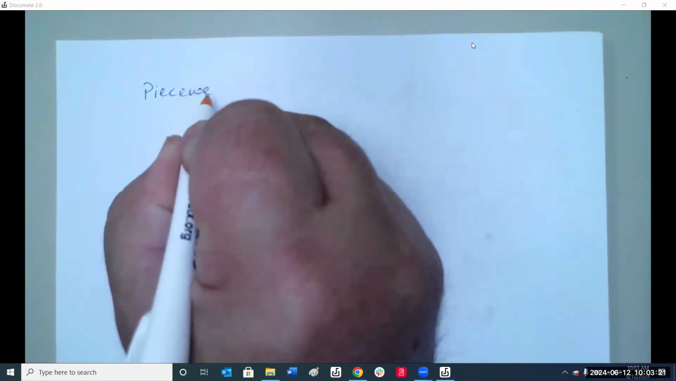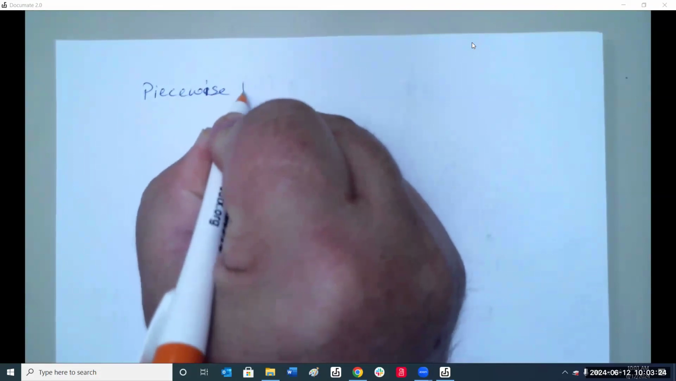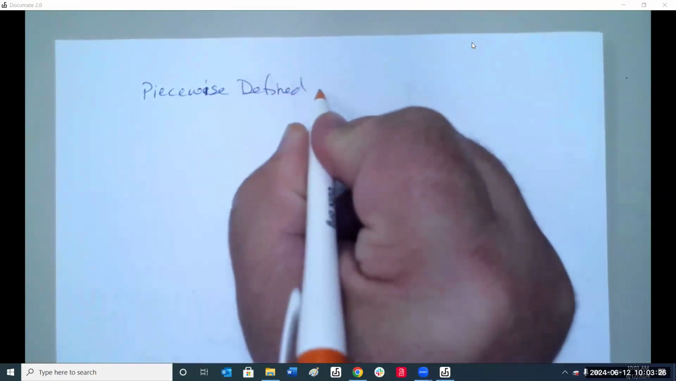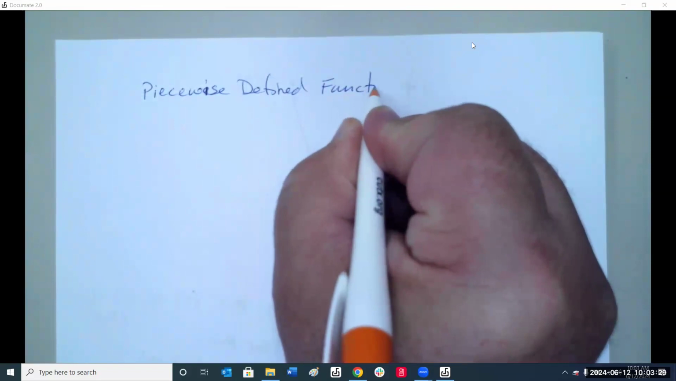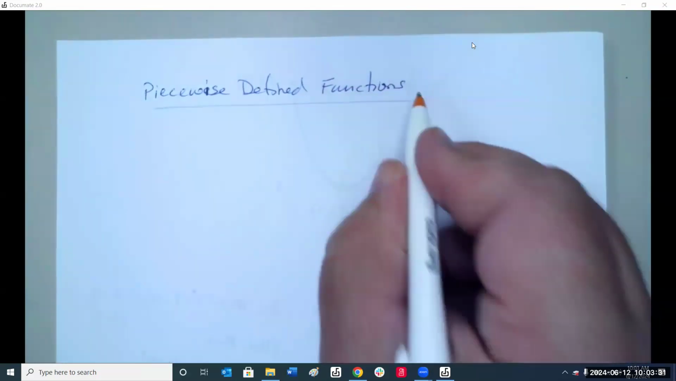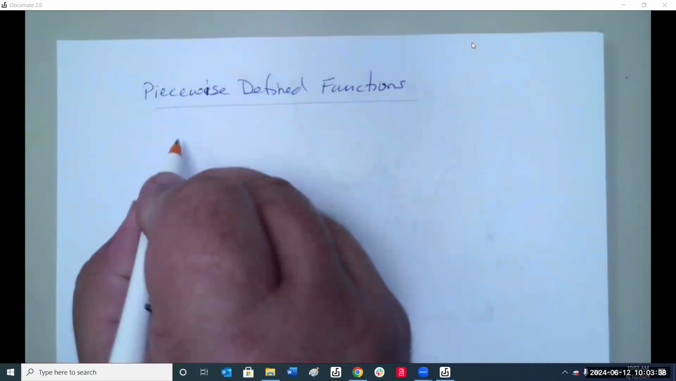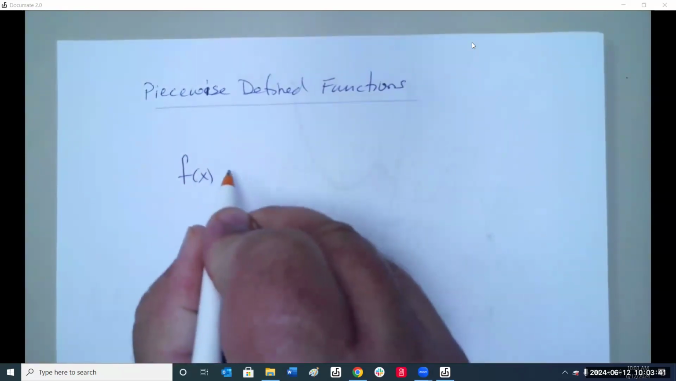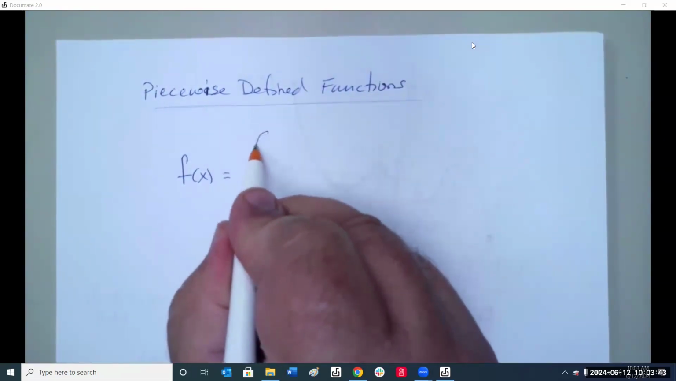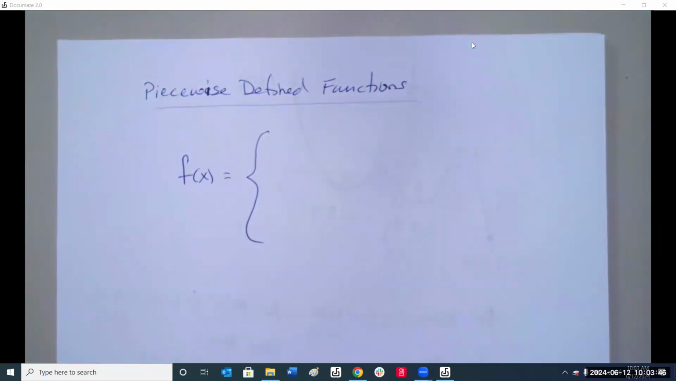Okay, let's look at example 3. We can't do example 3 because I first have to define piecewise defined functions. A piecewise defined function is just that. It's a function that is defined by different pieces.